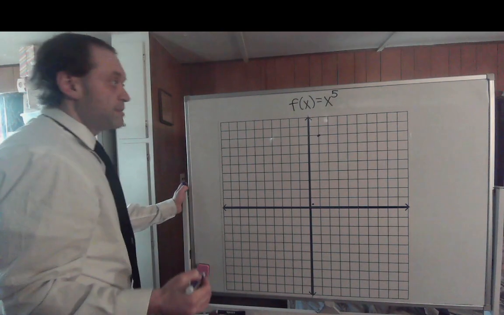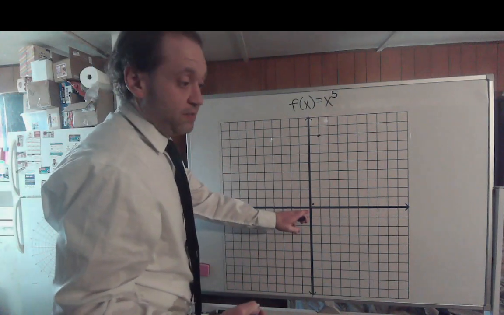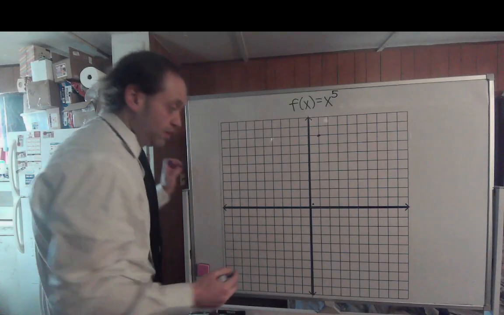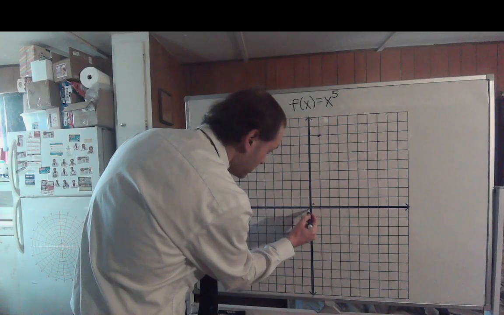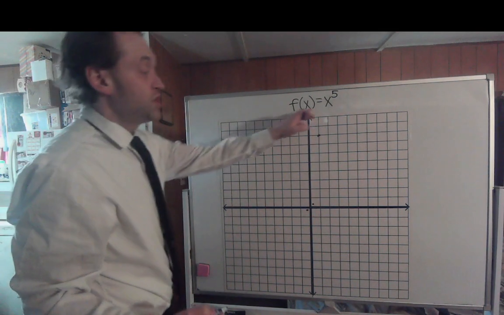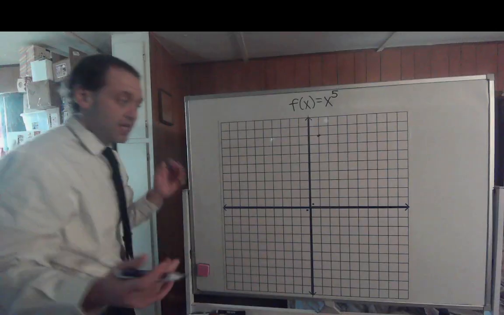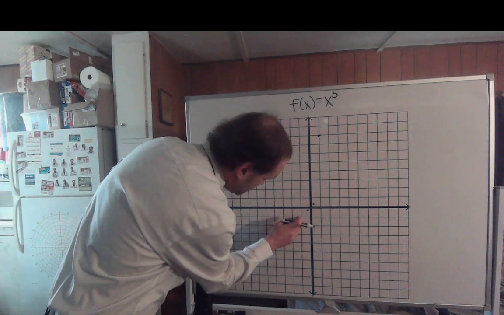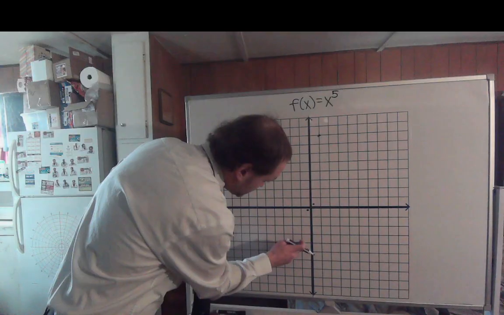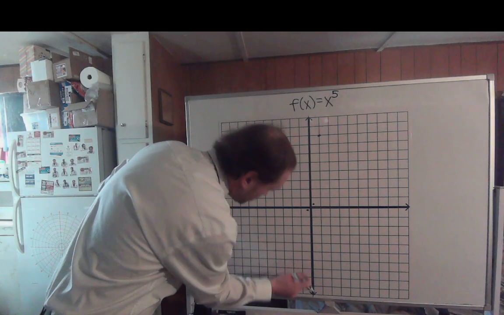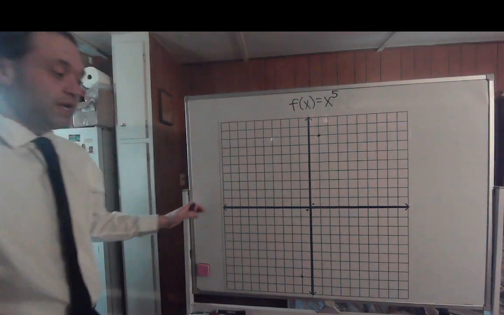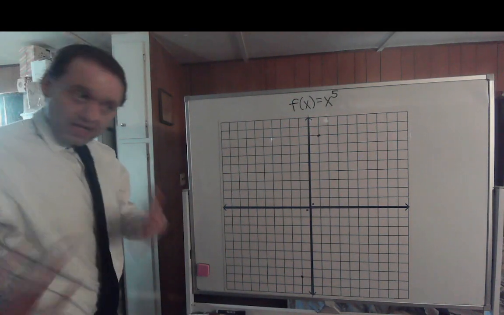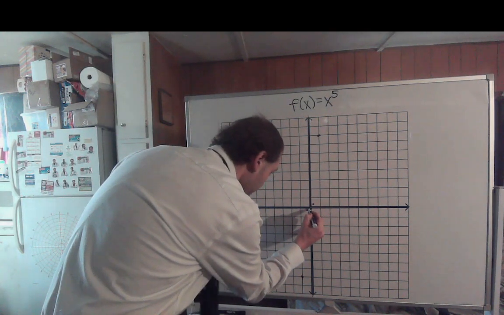Now, what if I put in negative 1 to the 5th power? I would get negative 1, right? So that's going to put me right here at negative 1, negative 1. If I take my negative 2 and raise it to the 5th power, I should get negative 32, so that should put me right there at negative 2, negative 32. Then I'll just go ahead and connect my curve again, right?